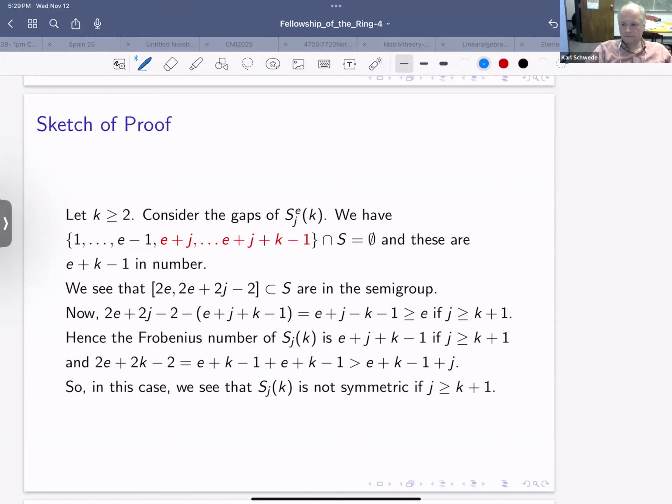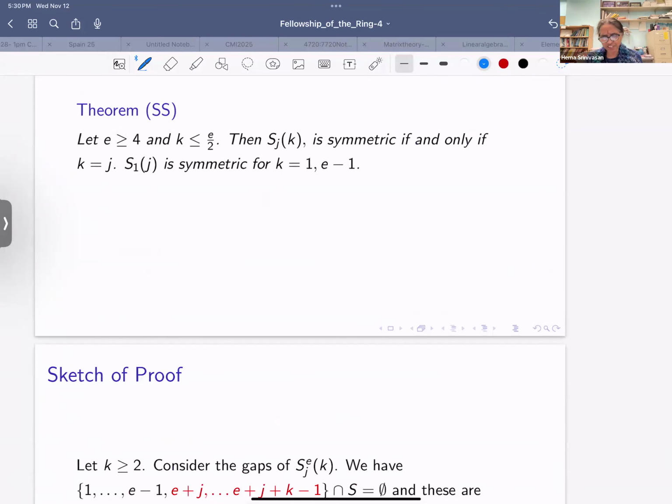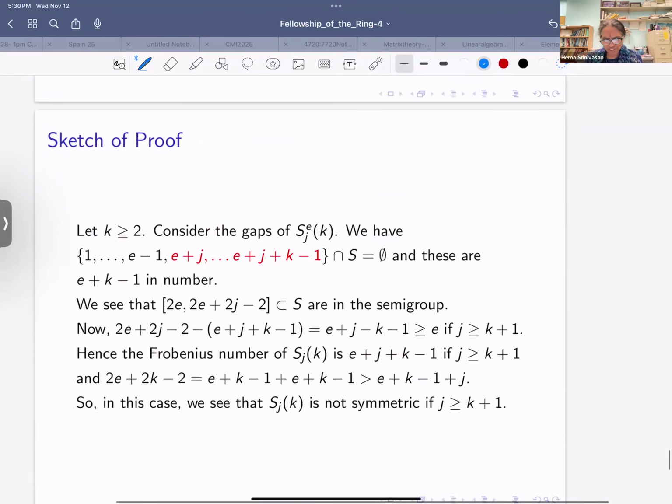All right. So let me just quickly say why this is true. To show that it is symmetric if and only if this is true, I just have to decide what the Frobenius number can be. I may not even have to do that. I can say that unless it is this case, J equals K, the number of gaps is not exactly half of F plus 1. That's all I need to do.